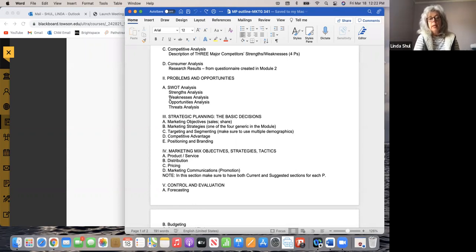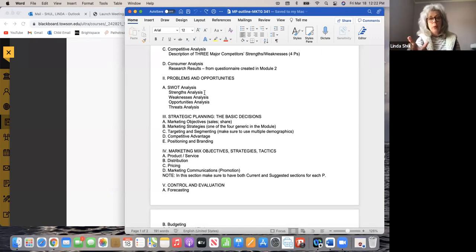In this section, you have to have at least three bullet points under each one of these SWOT categories. And don't just put one word. If I don't understand what you're talking about, some people under strengths say "location." I don't know what that means. So you have to use a sentence. The location could say, "Downtown Towson location, easily accessible by students, faculty, and staff." That tells me something.